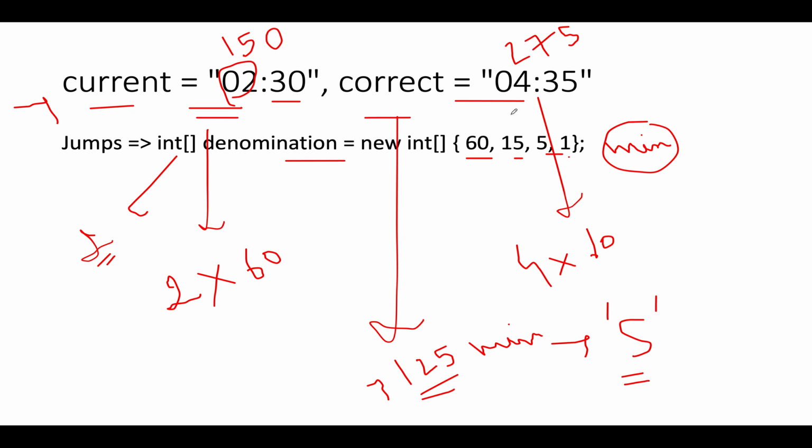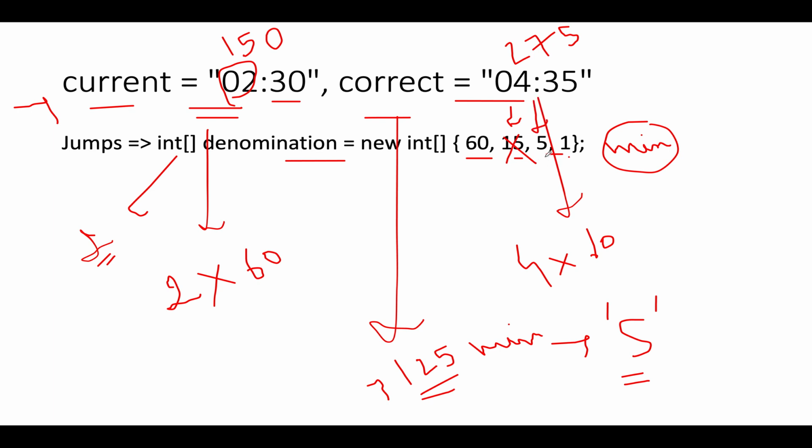Let's proceed ahead. Next we see is 15. So can we achieve 5 using 15? You can't. So let's skip it. 5 by 15 gives you 0. 5 modulus 15 gives you 5. So we can't achieve 5 using 15. Let's proceed ahead. Next we see is 5.